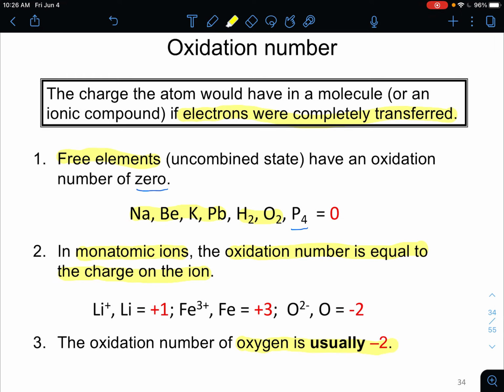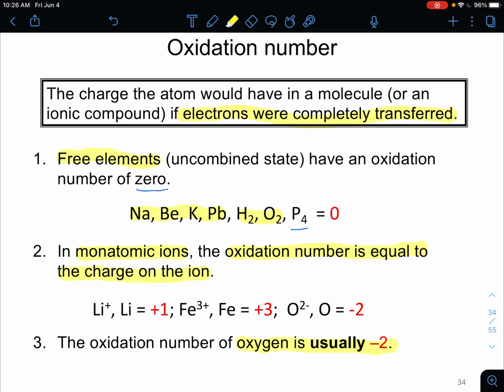Fluorine is always -1. That's never going to change. But the other halogens like chlorine, bromine, iodine, that's not set in stone. So they're frequently -1, but not always -1. And then the last rule is pretty important here.